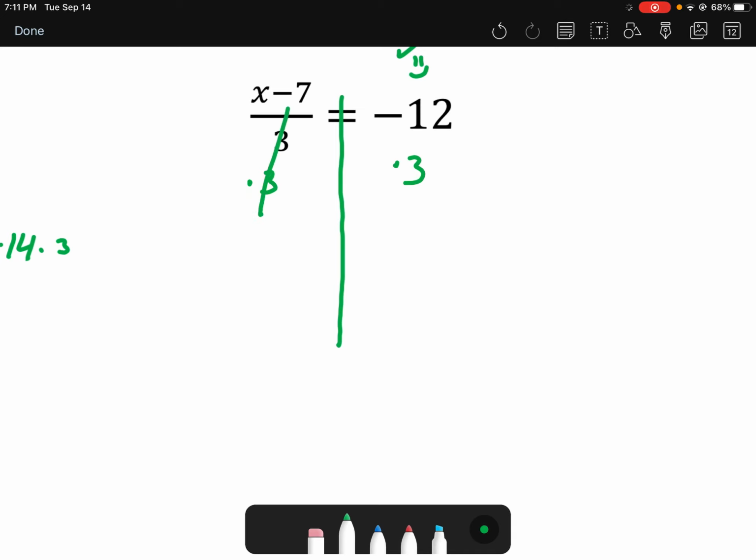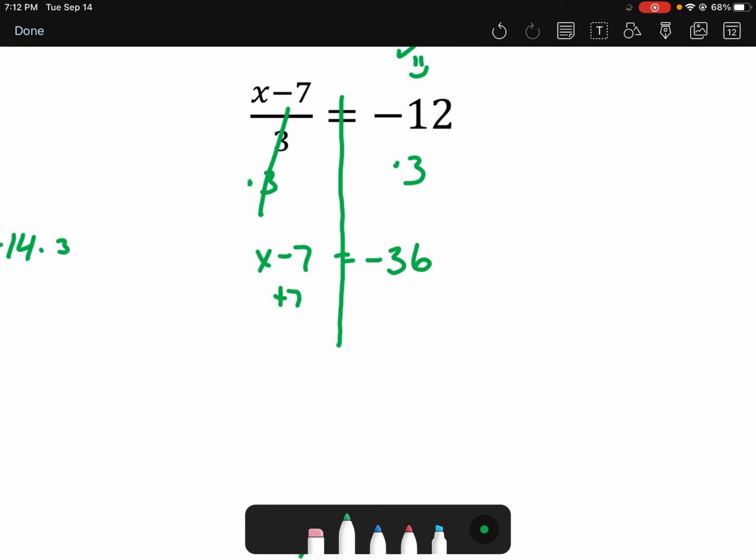That dividing 3 times 3 would cancel each other out, leaving me with now just the top. That's only working because both the x and the negative 7 there are being divided by 3. So if it was something like this, you couldn't do this. You'd have to make sure that the whole thing is being divided by that 3 first. I have negative 12 times 3, which is negative 36. Now I'm just left with that simple one-step equation.